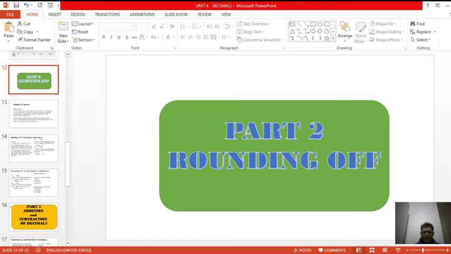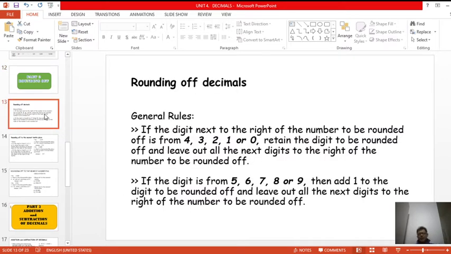Today we're going to learn about rounding off. So what is rounding off? When you round off numbers, we have to remember the general rules. The general rules are basically the same as dealing with whole numbers. Rounding off decimals is the same as rounding off whole numbers, but there's just a little bit of difference. Later on you'll know what that difference will be.